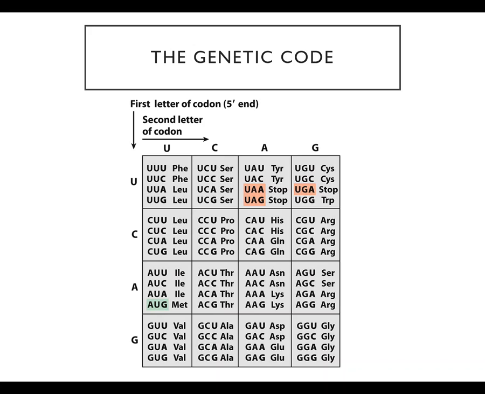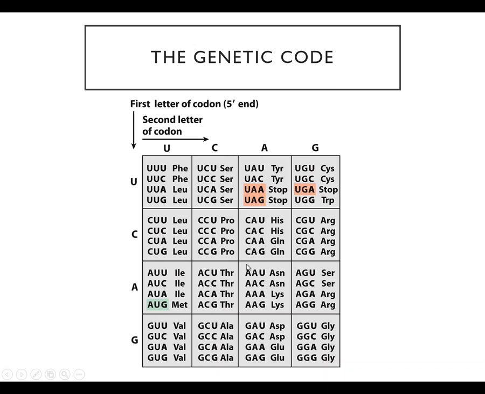So for example, if you wanted to know what the codon GAC coded for, you would start here. You would say, okay, the bottom row corresponds to G at the first position. The third column corresponds to A at the second position, and so it's going to be somewhere in this box. And so here's GAC, and it corresponds to the amino acid aspartic acid, or aspartate.